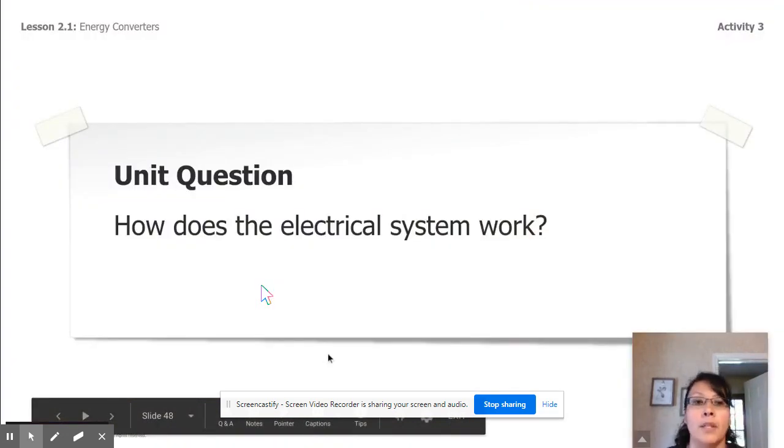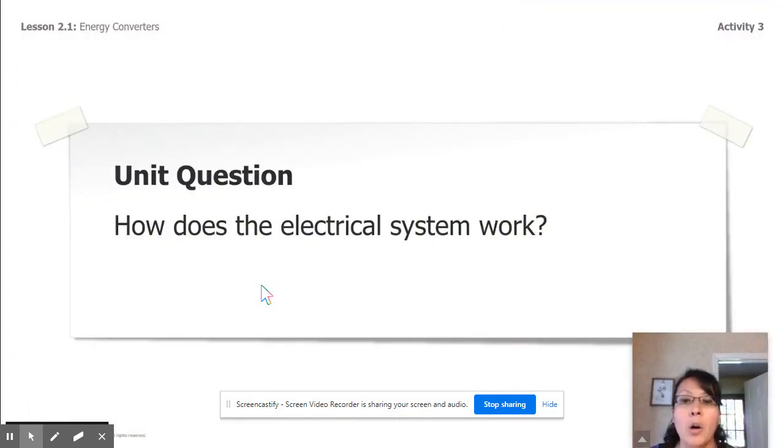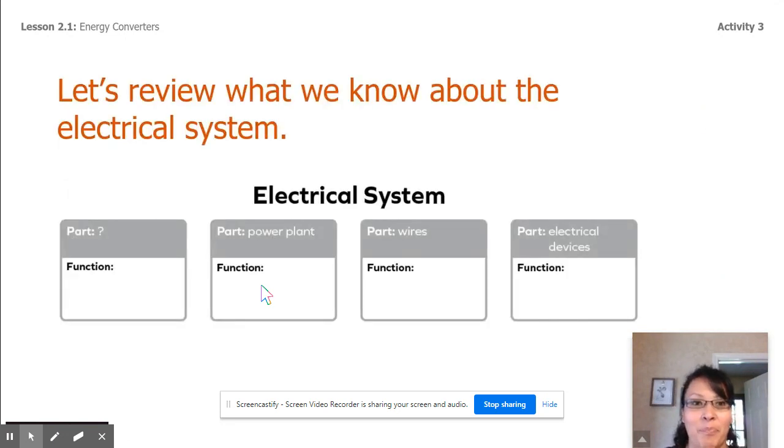We are working on this unit question: how does the electrical system work? We're learning all we can about the parts of the electrical system so that we can try to figure out an answer to this question. We're going to review what we already know about the electrical system.